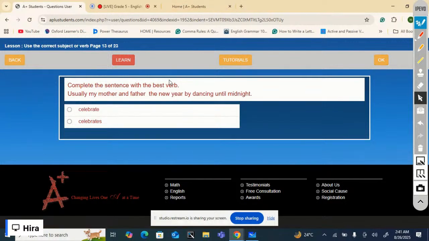Now complete the sentence with the best verb. Usually my mother and father blank the new year by dancing until midnight. Celebrate or celebrates. What is the subject? My mother and father means two persons, means plural subject. Now decide which answer is correct. Celebrate or celebrates.